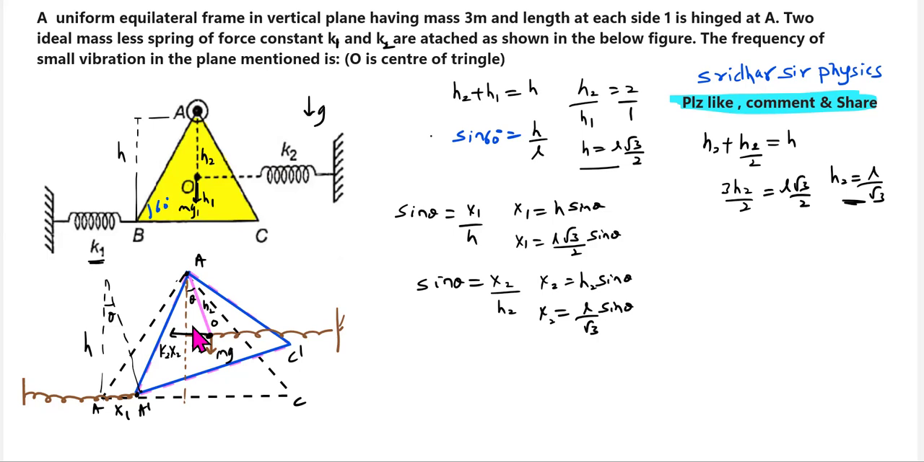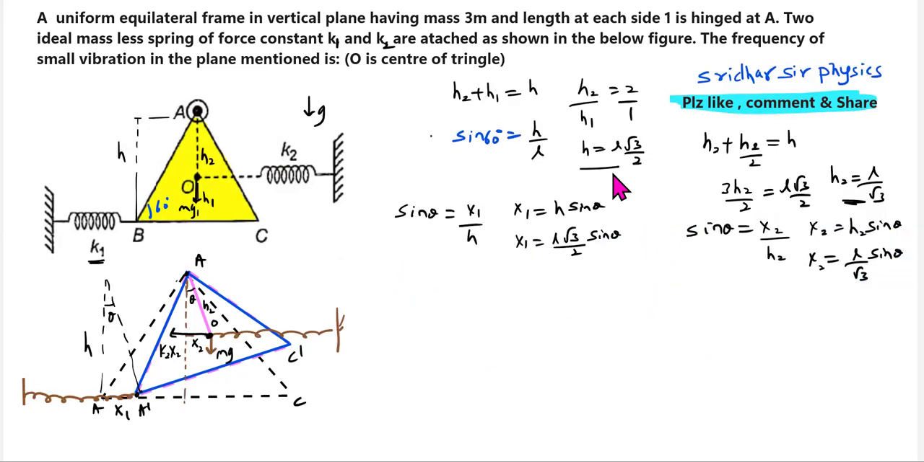The net torque about point A, we will calculate. The net torque about point A will be the torque due to weight, mg into x2, clockwise. Here, about point A, the weight mg will act and it will set up a torque. So mg into x2, this will be clockwise.